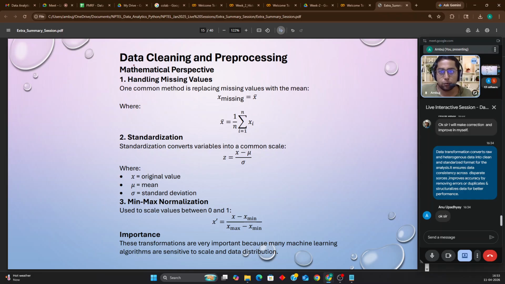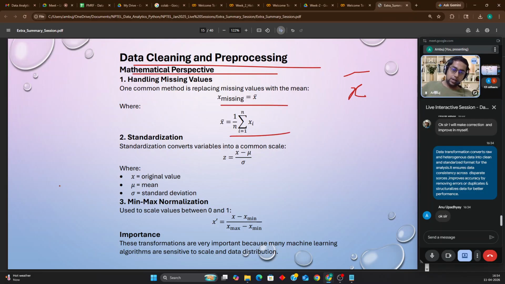Data cleaning and pre-processing. What is the mathematical perspective? For handling the missing values, in general, the missing value is replaced with the mean. Mean you already know: the sum of all observations divided by the total number of observations.